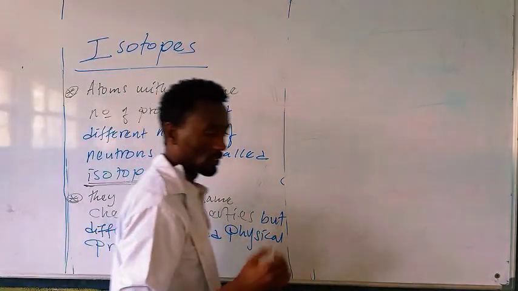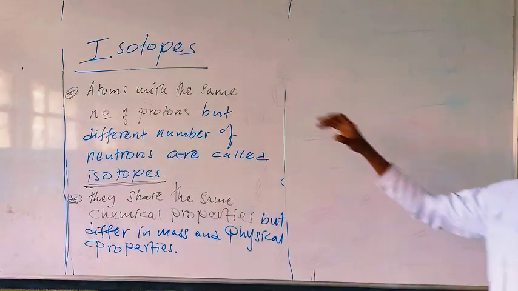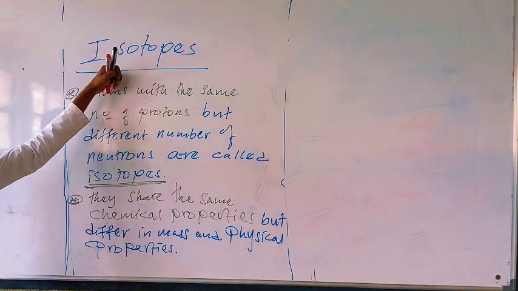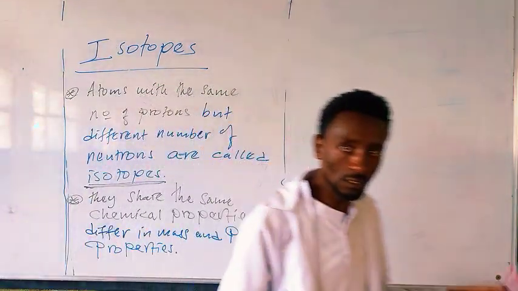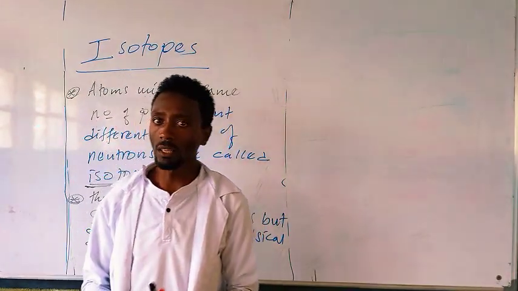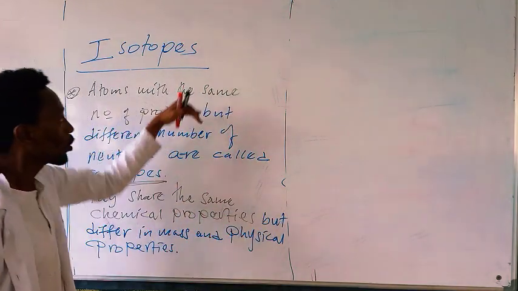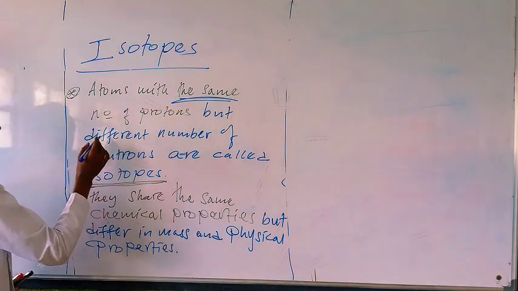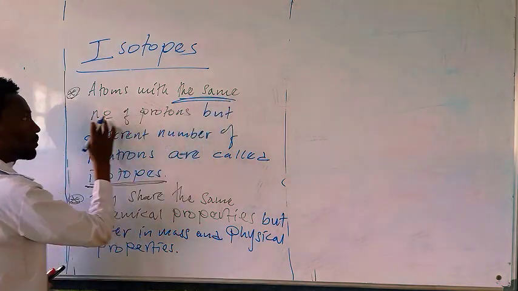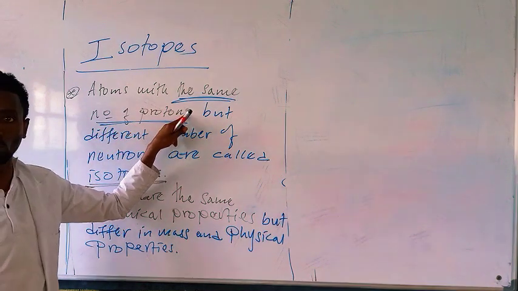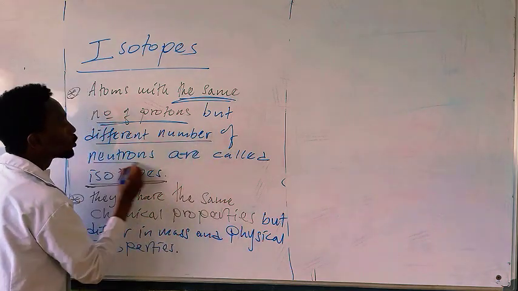Okay, the other topic that we see here is isotopes. Again, this is not new for you. Isotopes are the same element, but they differ in some property. So isotopes are atoms of the same element with the same number of protons, but there are different numbers of neutrons.